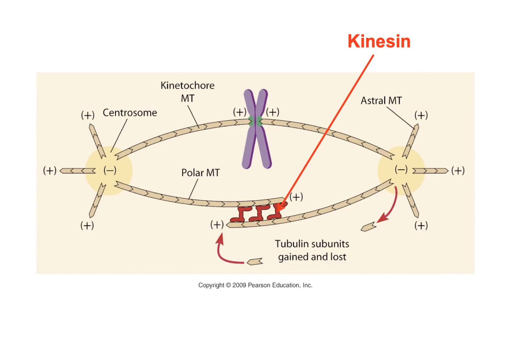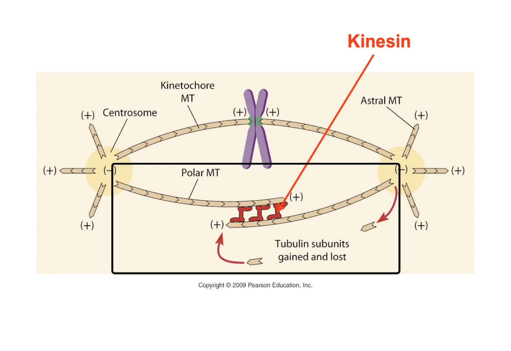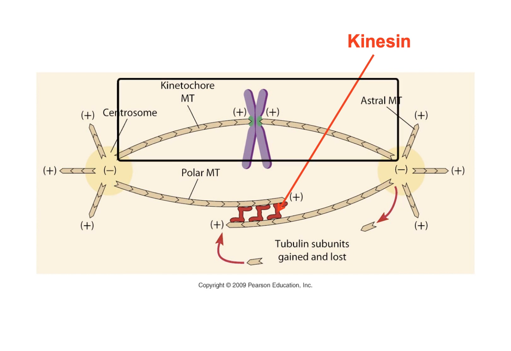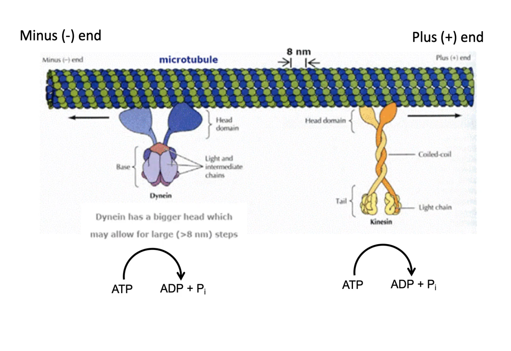So this shows it in a little bit more diagrammatic form. Here are the polar microtubules here, lengthening on their plus ends. They have a plus and a minus end. And the kinetochore microtubules are shortening from their plus end and pulling those chromatids, now chromosomes after they separate, to the two poles equally.